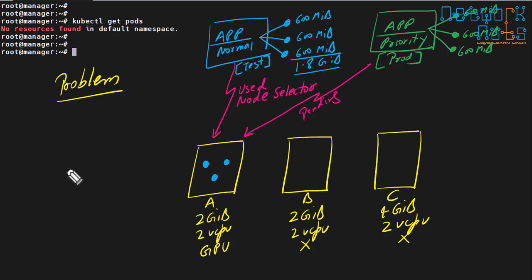So what I want is that the scheduler should take these applications and evict them from the node, right? Evict them, so that the high priority application should not be in the pending mode and should be deployed. This is what I want. Isn't it? This is what you also want.